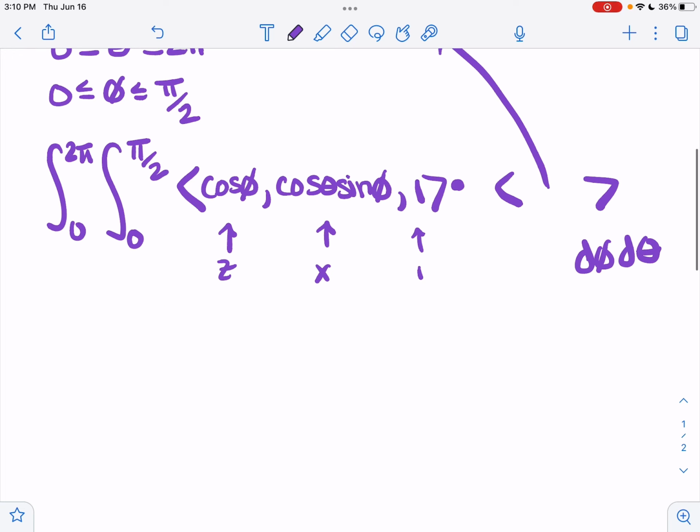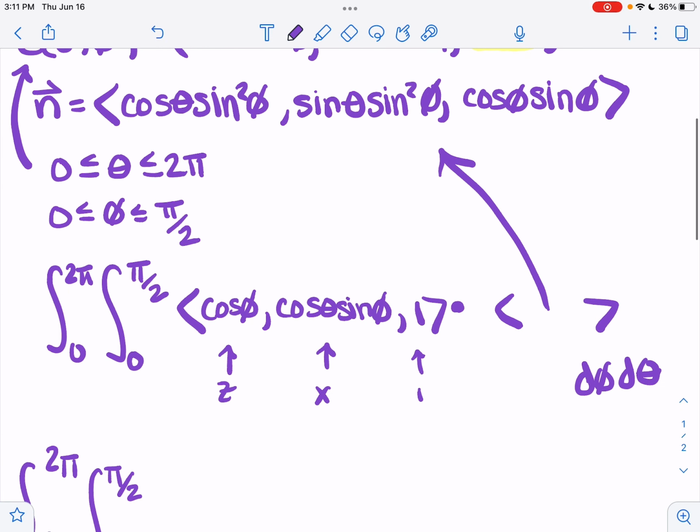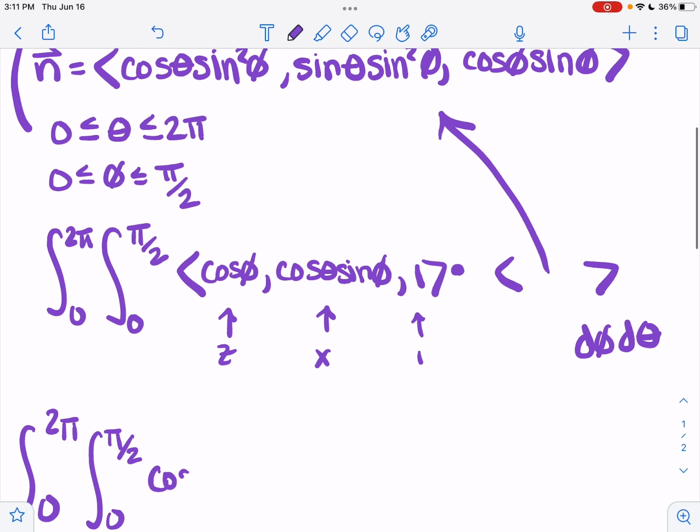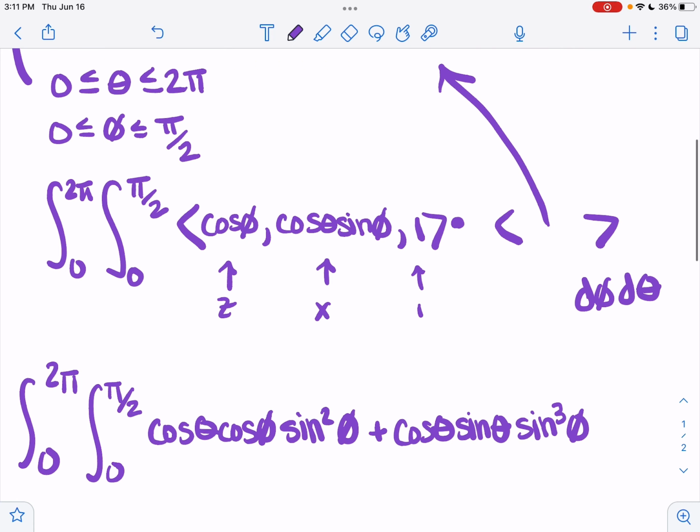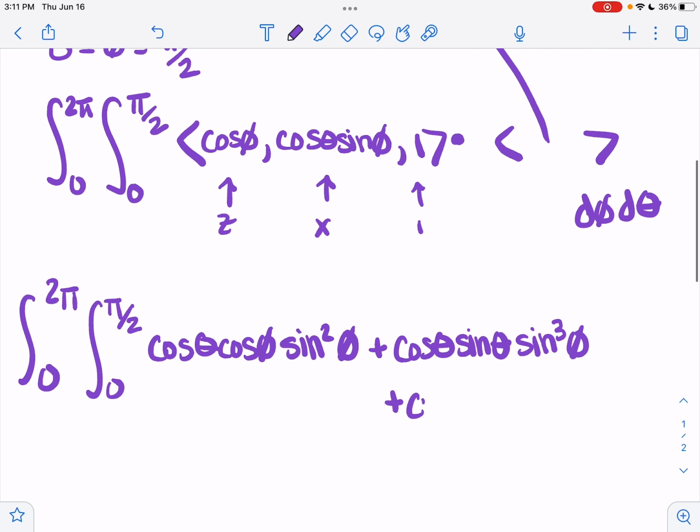So we have to compute this dot product. That's cosine phi times cosine theta times cosine phi times sine squared of phi, plus the y components, cosine theta sine cubed of phi, plus the third component, cosine phi sine phi, d phi d theta.